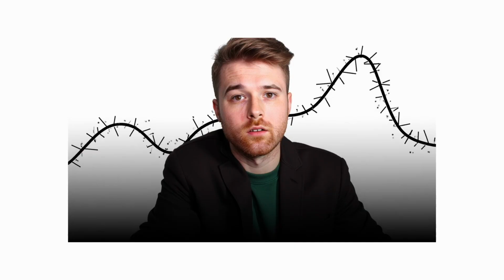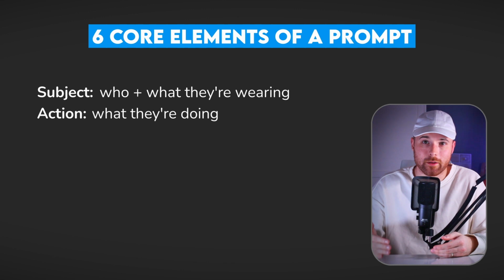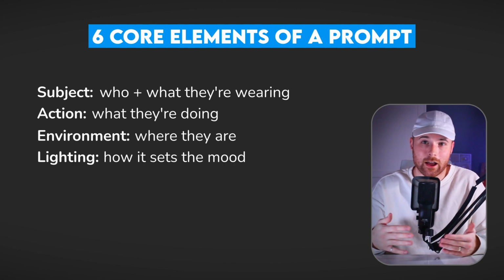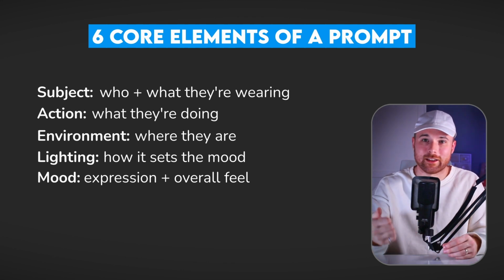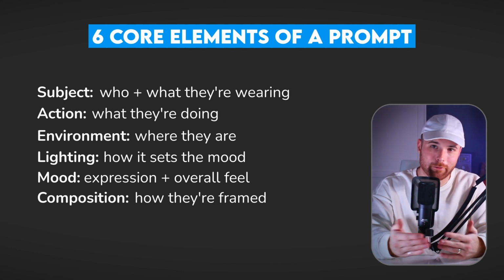Now, when you're creating your prompts, there are basically 6 key things that you need to include. The subject, who is in the photo and what are they wearing. The action, basically what you're doing in the image. The environment, where the subject is at. The lighting and how the lighting sets the mood. The mood itself, what expression does the subject have and what's the overall feel. And then composition, basically how you're framed in the image.